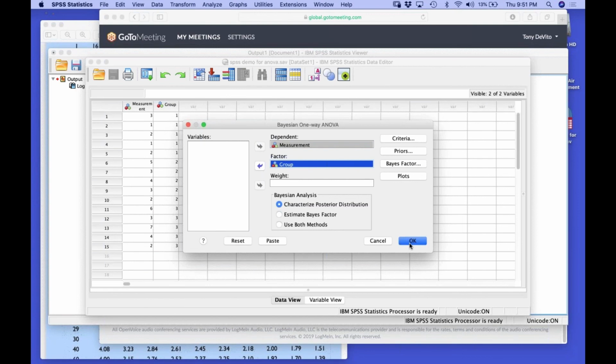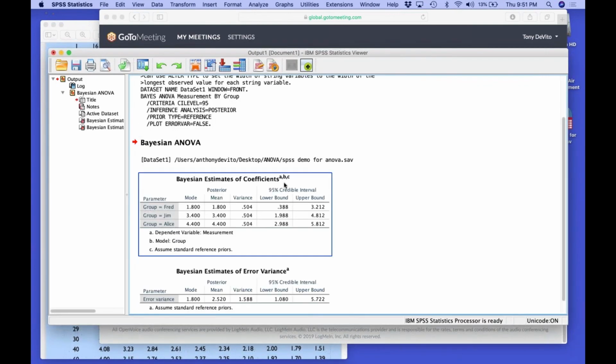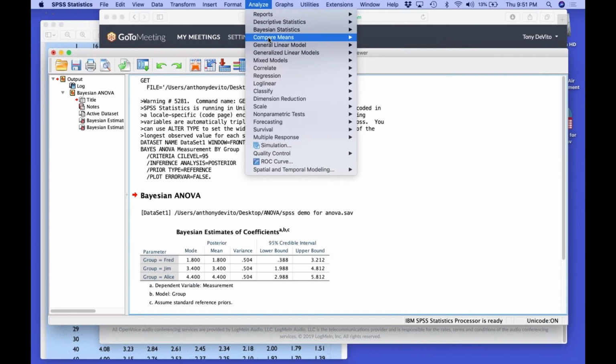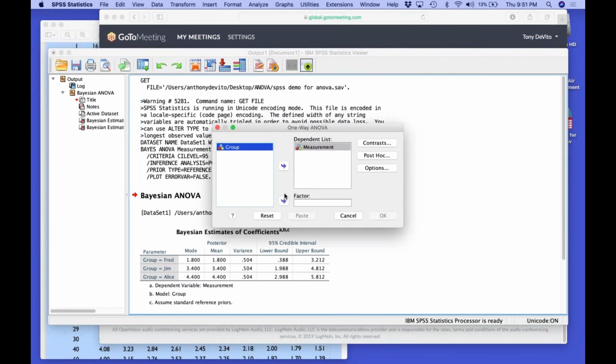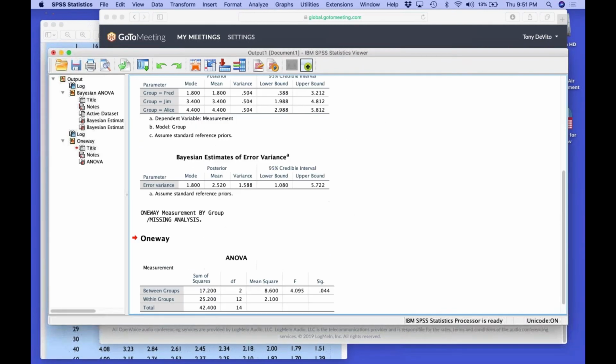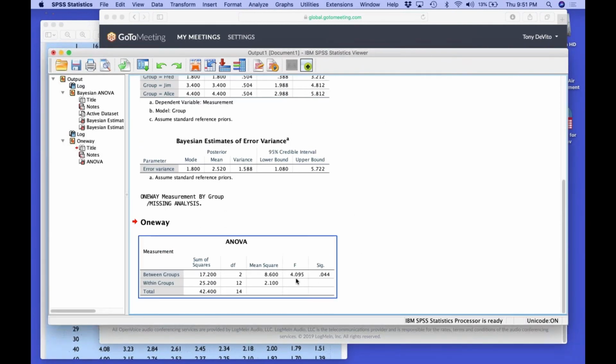Analyze, Compare Means, One-Way ANOVA. My measurements go in here. My groups go into the Factor box. I say OK, and it does my analysis of variance and comes up with the F-score we just found, 4.095. The mean square between is 8.6. The mean square within the groups is 2.1. Dividing one into the other gives you the F-score. All of these numbers are the same numbers you saw us do before, 17, 25, 42. The significance, the probability of getting this outcome if the null hypothesis is true, is 0.04. That's less than 0.05, so we reject the null hypothesis.